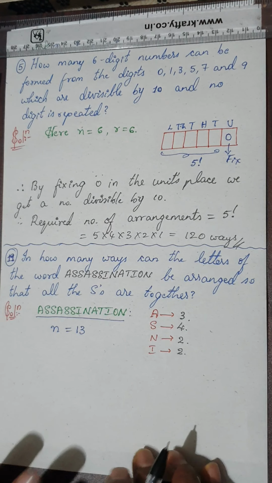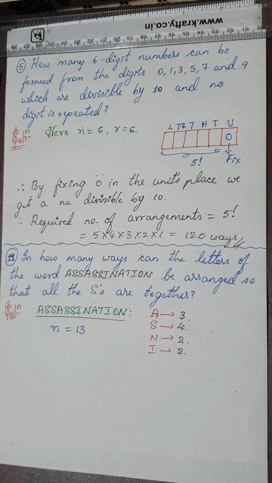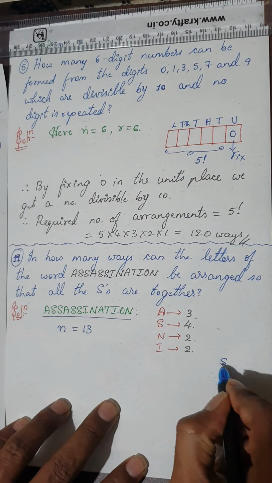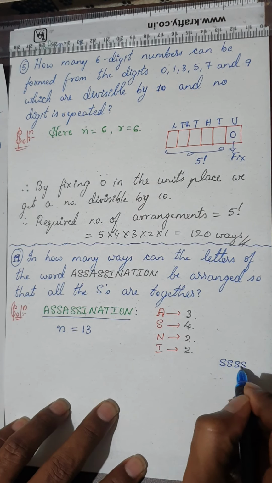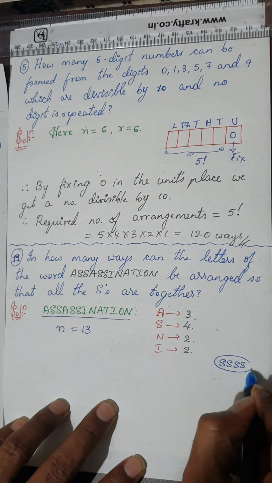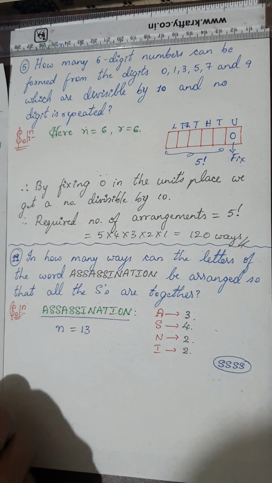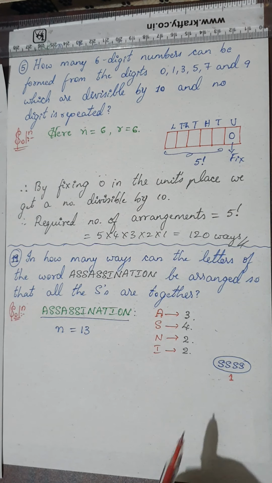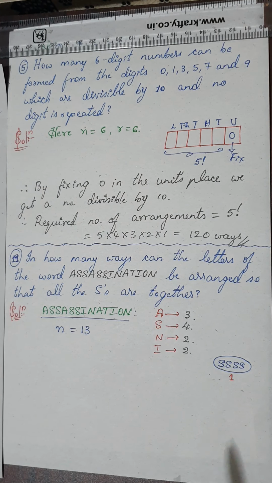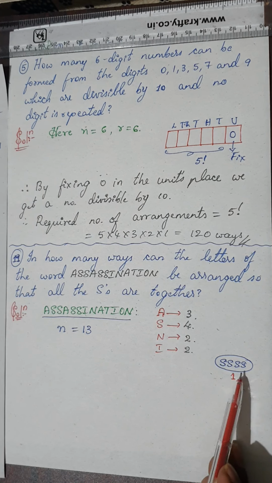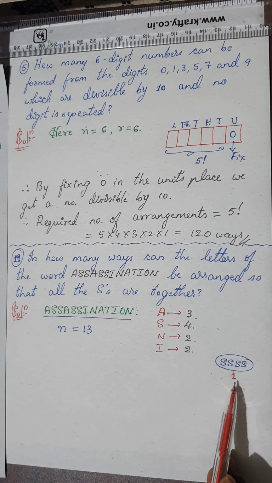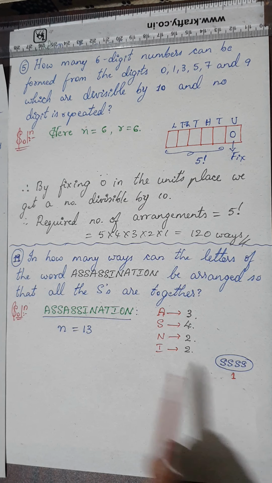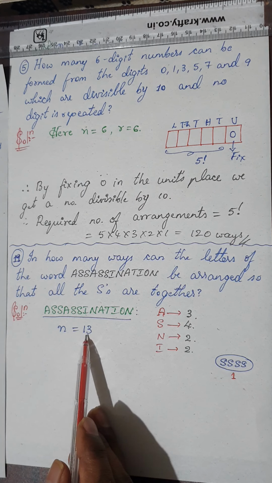Now my question is, all the S's are together. So as I told you, if all the S's are together, all 4 S's are treated as only one letter. This is the condition whenever we take letters together. So if I take all the S's together, there is only one letter. All the S's are treated as one letter.